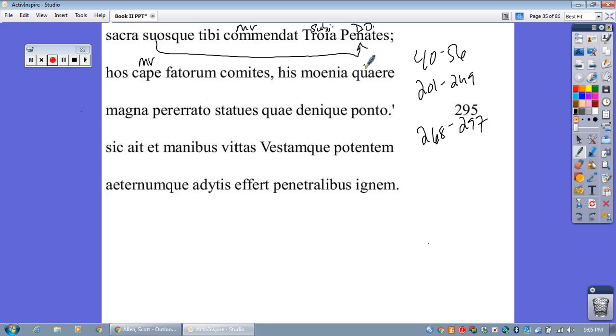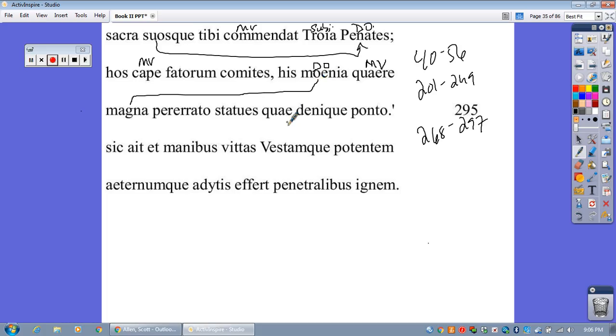And now, if we go on: his moinia quaere magna per erato statues quae danique ponto. Well, the first thing that jumps out at me is quaere. So we have a main verb, and it looks to be just like kape, it's going to be an imperative, a command. The direct object would be moinia. It's a neuter plural noun, ending in an a, and it's modified by the word magna.